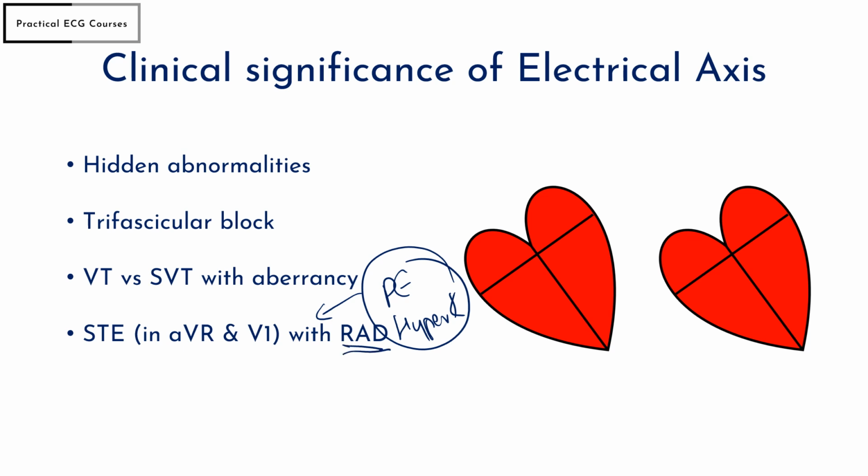Remember that acute STEMI does not normally cause right axis deviation, whereas a completed myocardial infarction, an old STEMI, can produce right axis deviation, as we have discussed in the case of old lateral wall MI and old inferior wall MI.